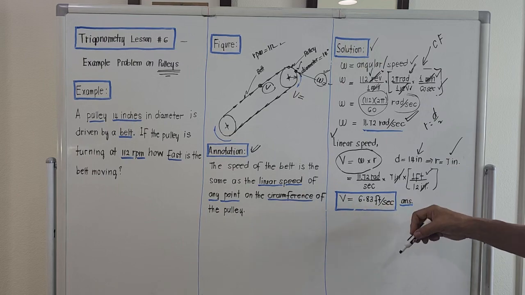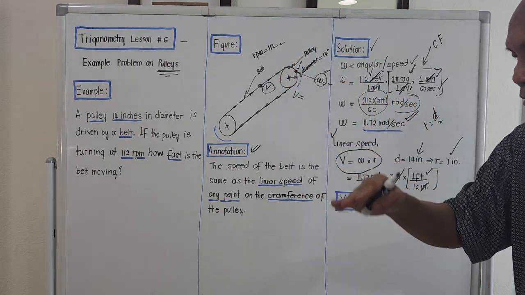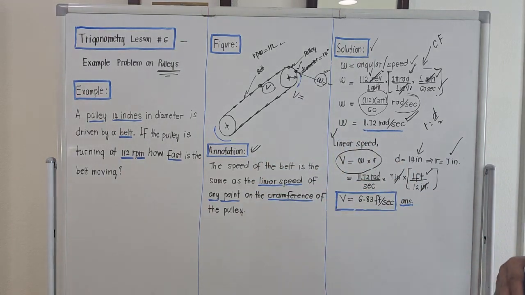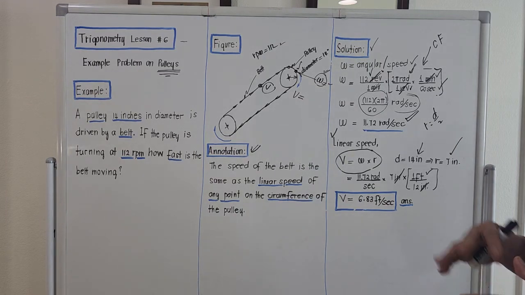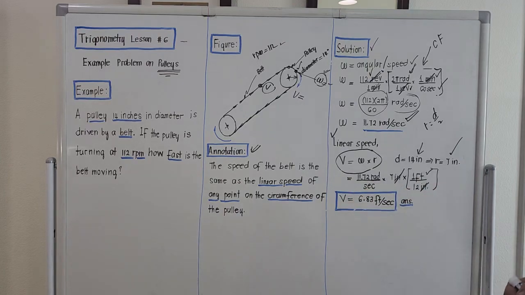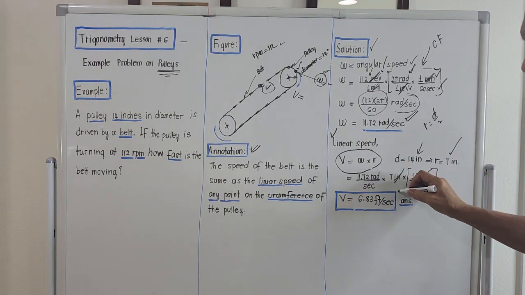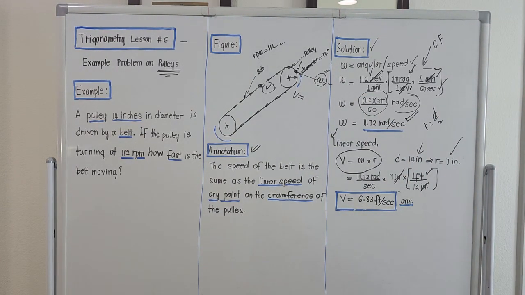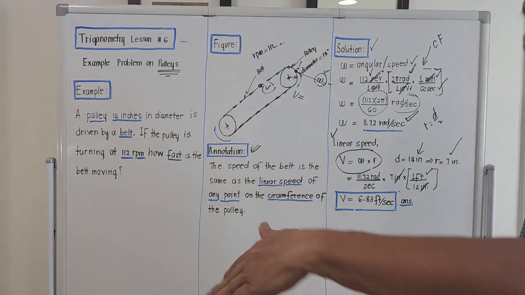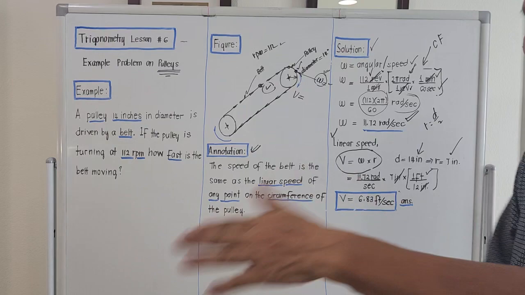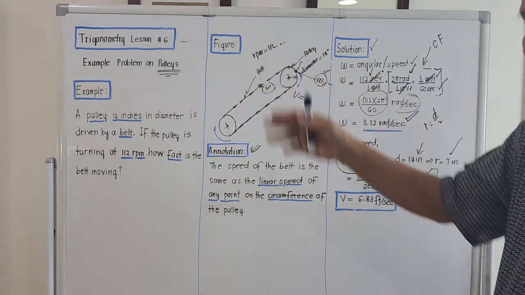per second. It's not so fast, because 112 revolutions per minute, you know. The belt might be driving a certain machine in which the requirement is not so fast. So the linear speed of the belt will be 6.83 feet per second. 6.83 feet is almost the height of Kobe Bryant, that is per second. So it's not so fast, because 112 revolutions per minute is not so fast.